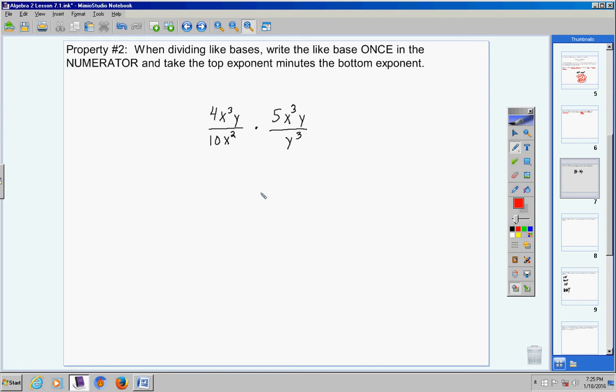First of all, we're multiplying top times top, okay? So we have this term here times this term here. Okay, so here we go. 4 times 5 is 20. We have x times x. We're multiplying like bases. So write the base once, add the exponents. Next, y times y. We're multiplying like bases. Write the y once. There's a 1 here and a 1 here.